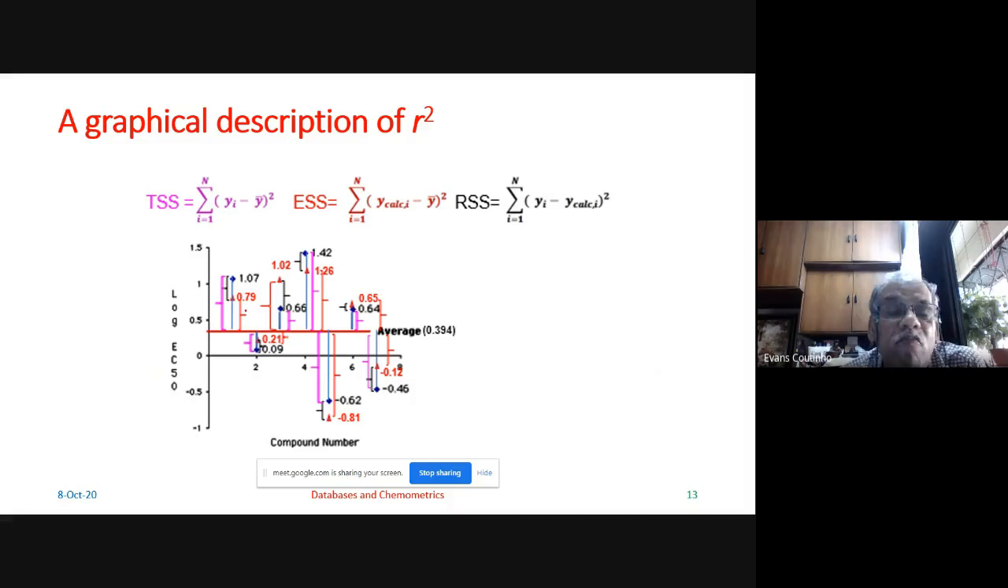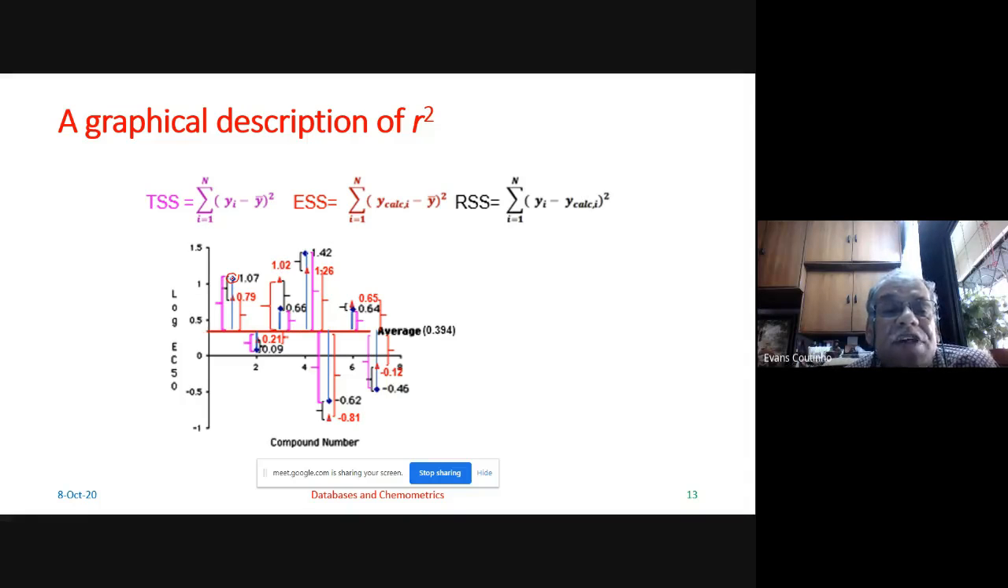Okay. So now, for my 7 compounds, I have all different activities. For my 7 compounds, I have activity 1.07, 0.09, 0.66, 1.42, minus 0.62, 0.64, and minus 0.46. These are the EC50 values of my 7 compounds.